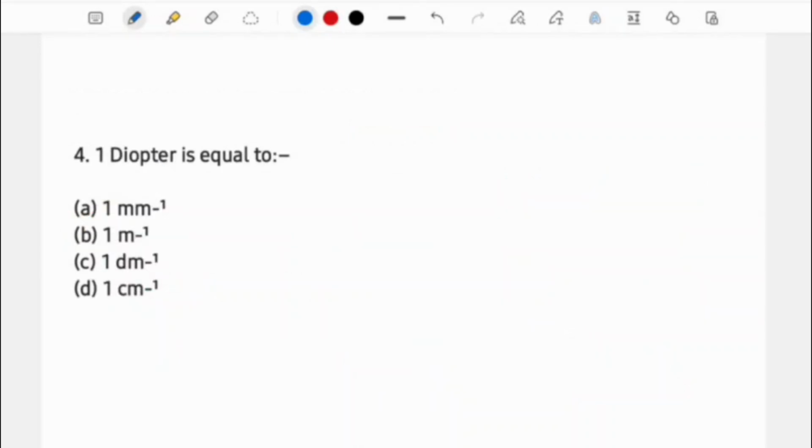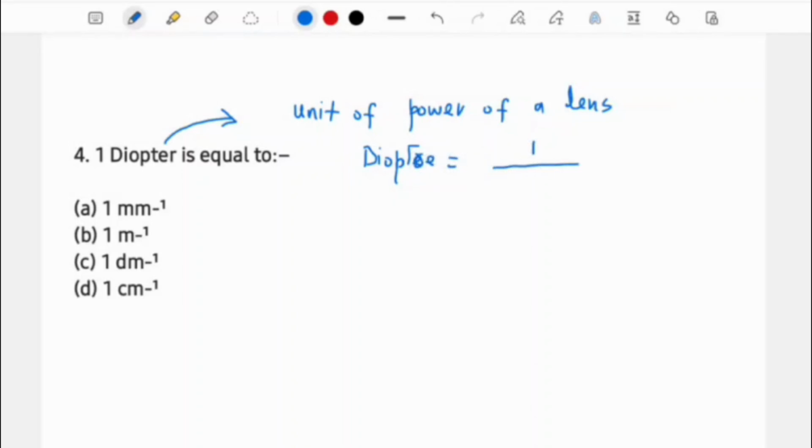Alright, question is one diopter is equal to. So basically diopter is the unit of power of a lens. And by definition diopter is equal to the inverse of the focal length, that is 1 upon focal length of the lens.